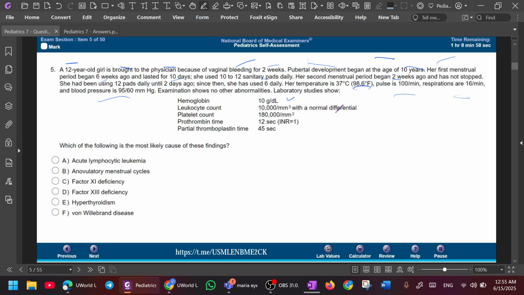Hemoglobin 10, leukocyte count 10,000, platelet count 180,000. PT 12, PTT is 45, high. Which of the following is the most likely cause of this patient's findings?